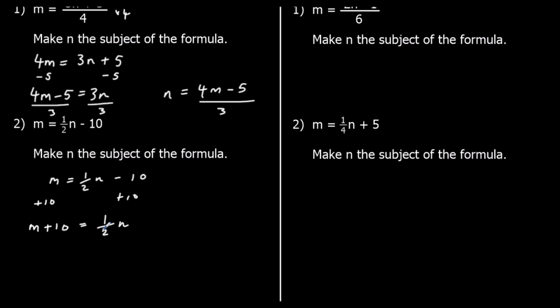So if I multiply both sides by 2, and I can just leave this as a bracket, I get n equals 2 times the bracket m plus 10.